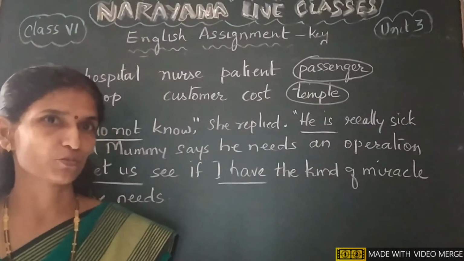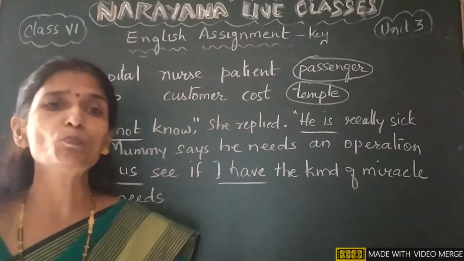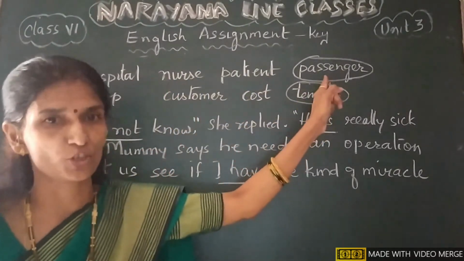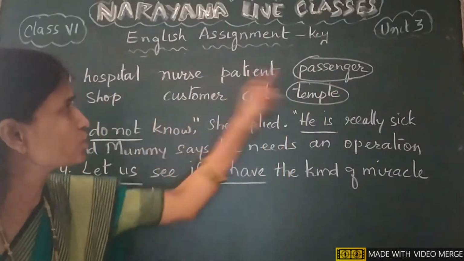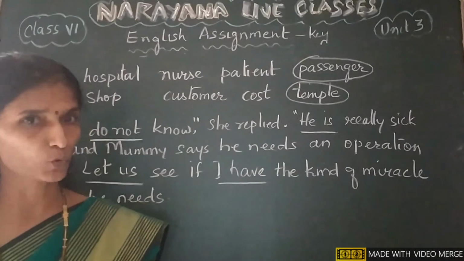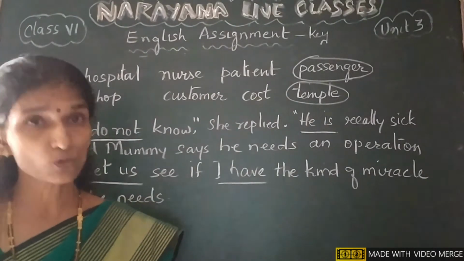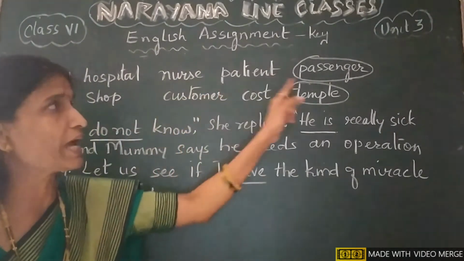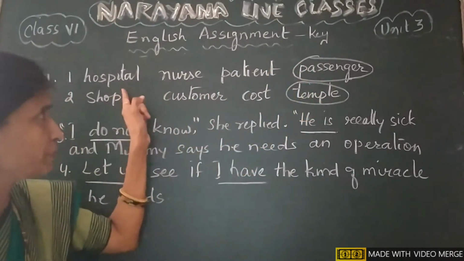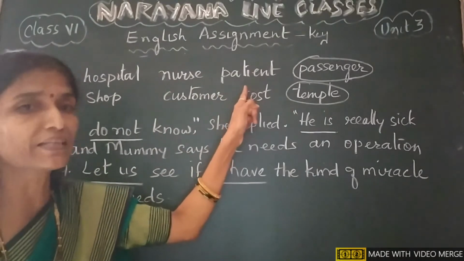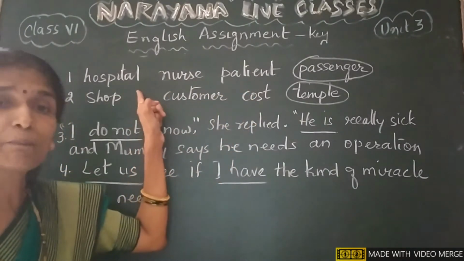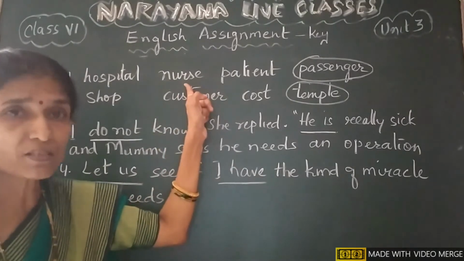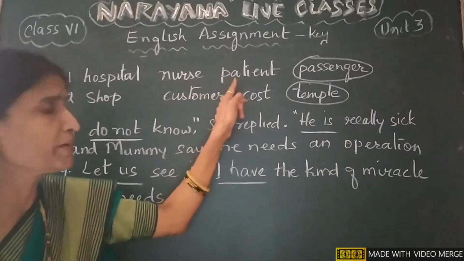Now, the third question. In the third question, we are given groups of words. The first group is hospital, nurse, patient and passenger. In this group, there is one word which is a mismatch. Identify it, and you should justify why that word is odd in the group. Hospital, nurse and patient are related. Hospital is the place where the sick persons are treated, whereas nurse is the person who is employed to serve the patients, and patient is the sick person.